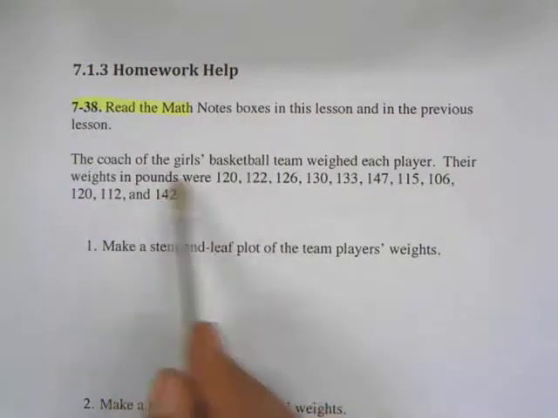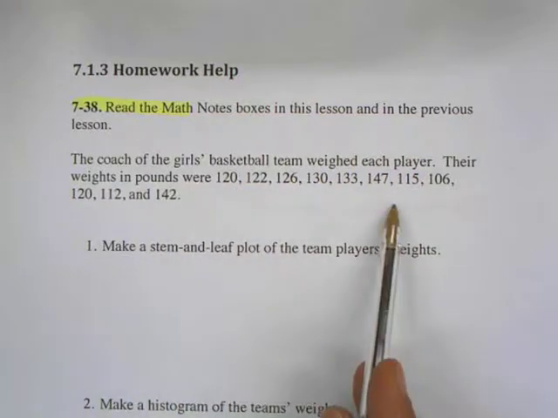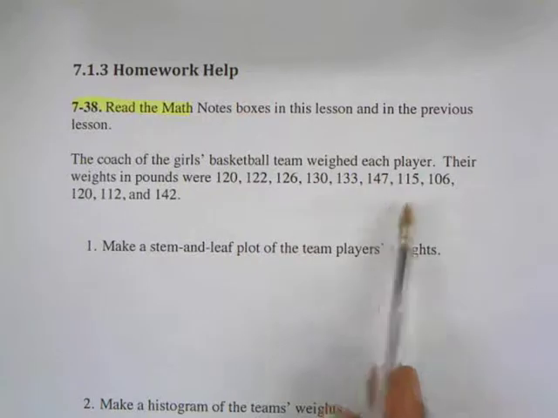So first off, when the coach of the girls basketball team weighed each player, their weights in pounds were, and it gives you the numbers there. It says make a stem and leaf plot of the team's players. Now when you have a lot of data, one of the first things it's helpful to do is to arrange it from least to greatest.